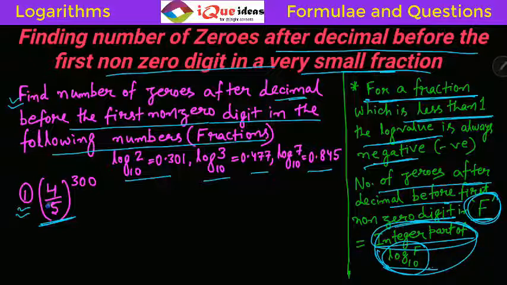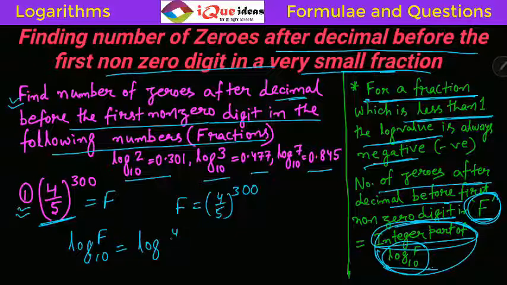Alright. So let's take our first fraction here. Let's say it is f, right? So f is equal to (4/5) to the power 300. So what is the working rule? The rule is you take log of f to the base 10, right, and you calculate it. So it is log of (4/5) to the power 300 to the base 10. Now for convenience, I'll write 4/5 as 8/10. So it is log of (8/10) to the power 300 to the base 10.